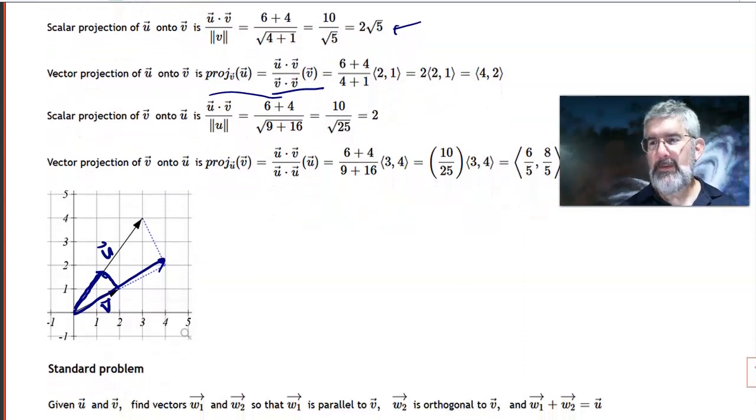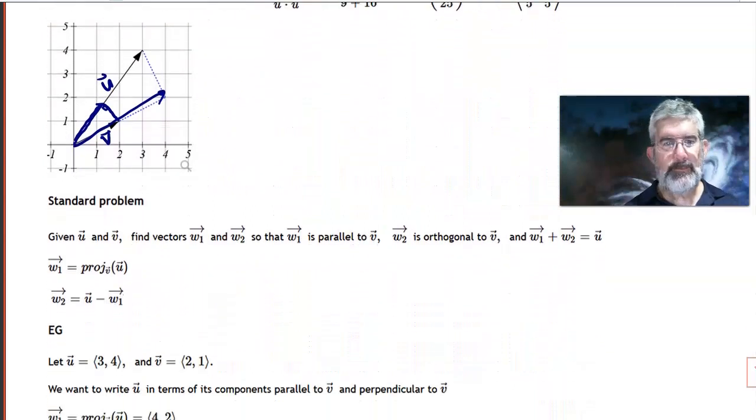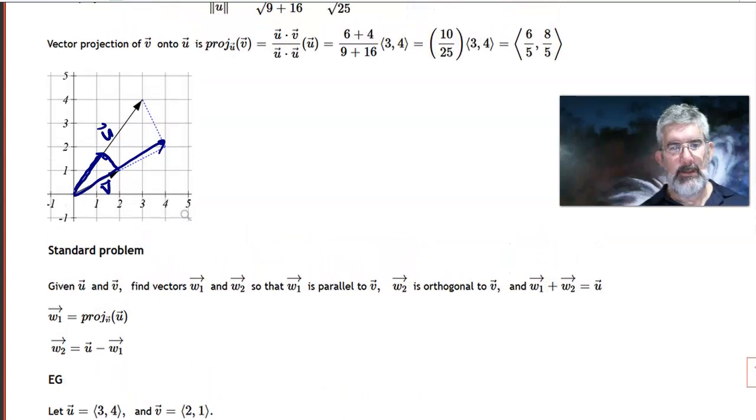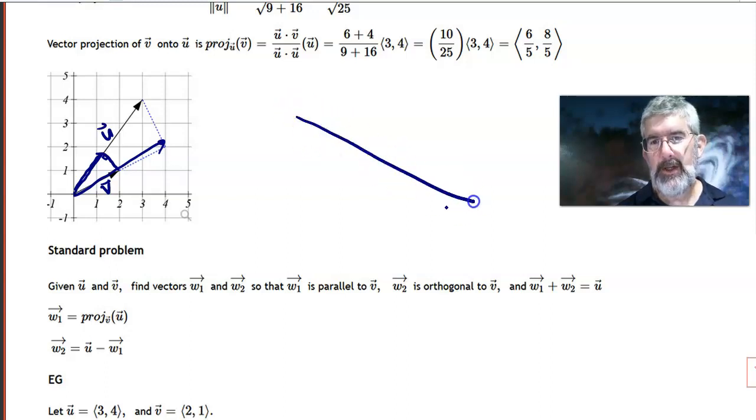Okay. Now here's a standard problem relating to projections, and that is to break a vector up into parts where one part is parallel to another vector and the second part is perpendicular to that vector. So in particular, I'm thinking about a physics problem here. You've got a ramp and some object sitting on the ramp. Gravity is pulling straight down, but the object can't go straight down because the ramp is in the way, the ground is in the way. So it's going to move that way.